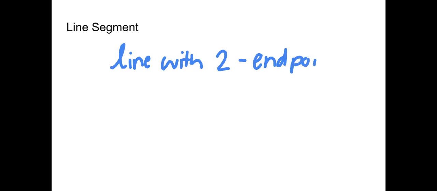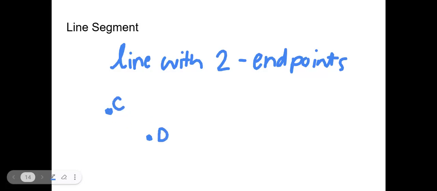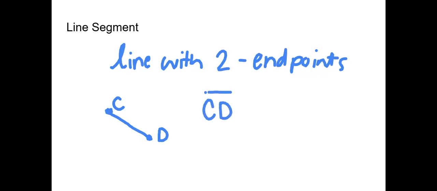A line segment is a line with 2 endpoints, meaning it does not go on forever. So I might have letters C and D, and those are my endpoints, and I symbolize that with C, D, and a line on the top with no arrows because it does not go on in any direction. It ends at the endpoints.